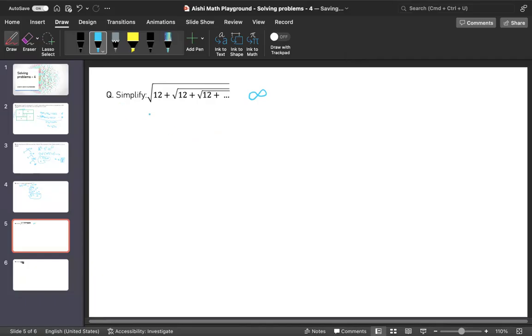Okay, so now we can call this whole sum x. So x is equal to this plus this plus this, and so on. So on still, sorry, infinity.